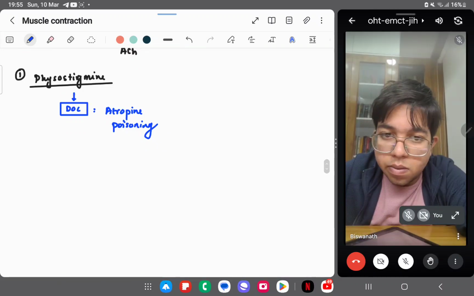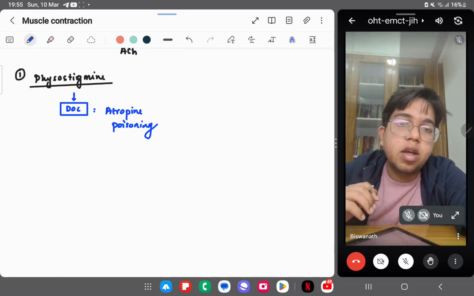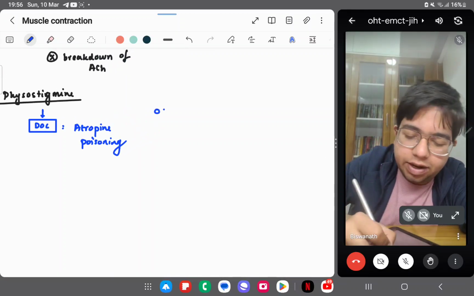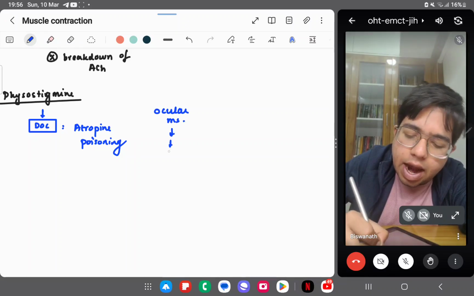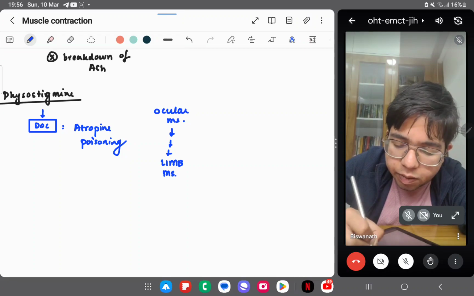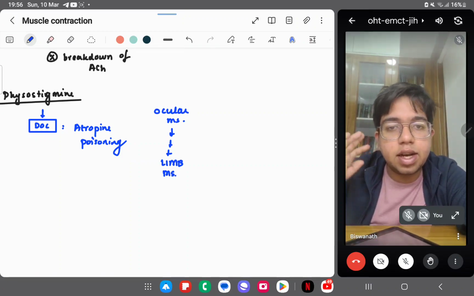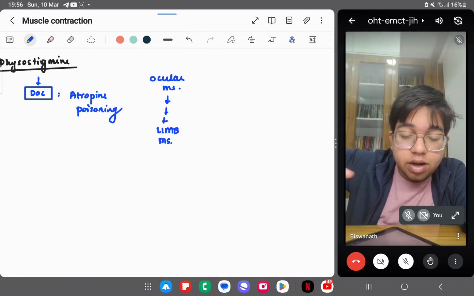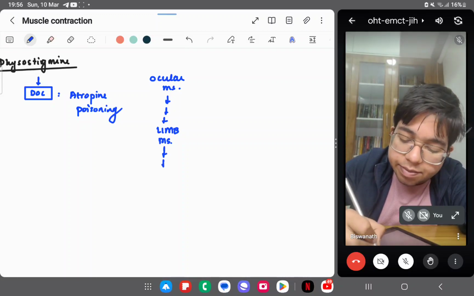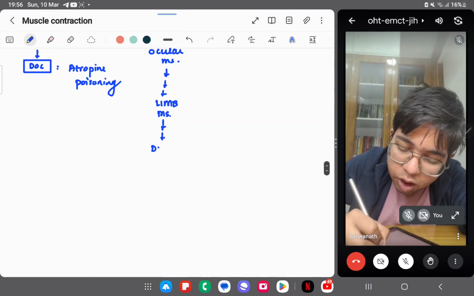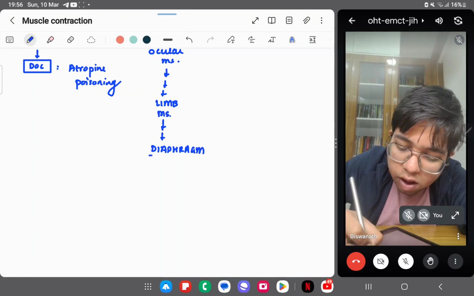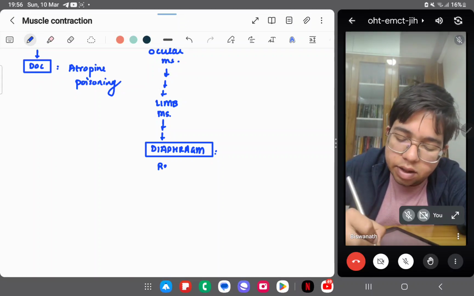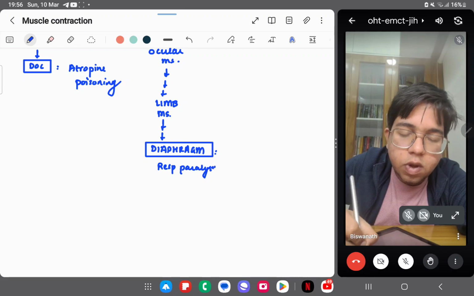Another thing, let's know that in myasthenia, the first muscles to be affected are your ocular muscles. The eyes are the first signs of myasthenia gravis. So ocular muscles are affected first, then limb muscles are affected. And the very last, the fatal part of myasthenia gravis, is that the diaphragm is affected, and when it affects the diaphragm, there will be nothing to save the patient. There will be respiratory paralysis and death.